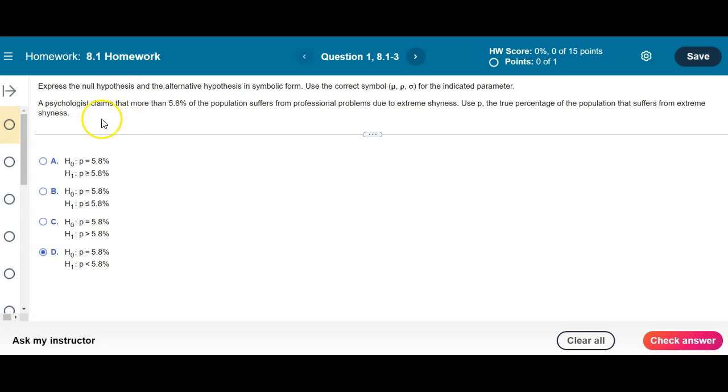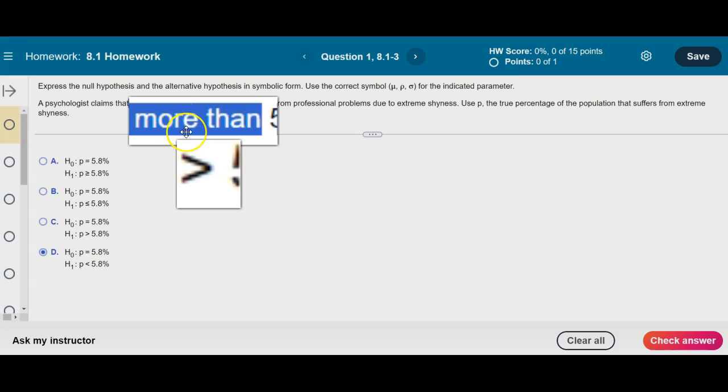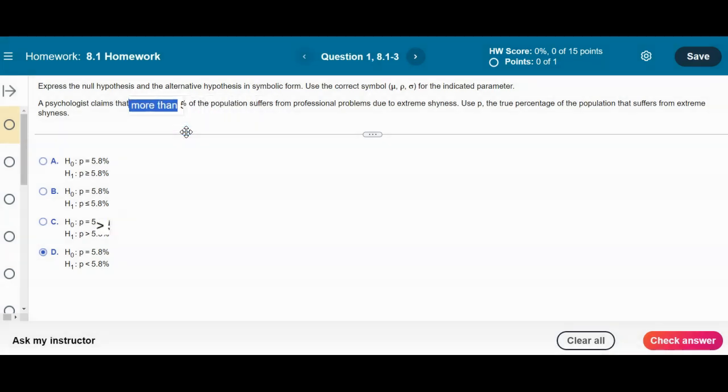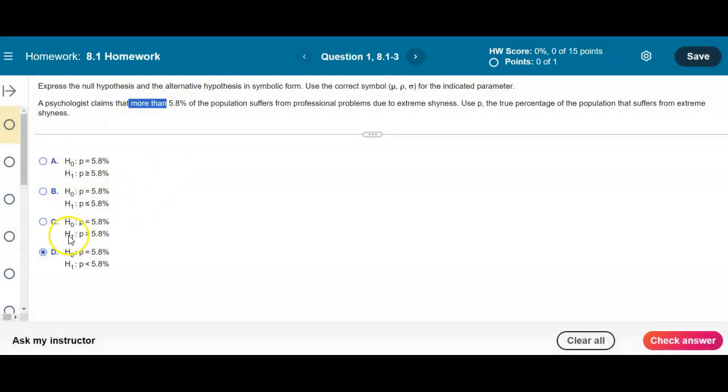Alright, if you read this sentence carefully, a psychologist claims that more than, if you read that right there, more than implies a direction. So when you see something that implies a greater than or less than, then that is the alternate hypothesis, the one with the 1 beside it. So more than 5.8% is going to be the one that we're after here. So that's going to be that one.